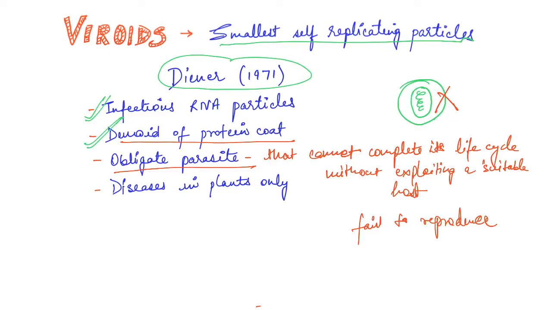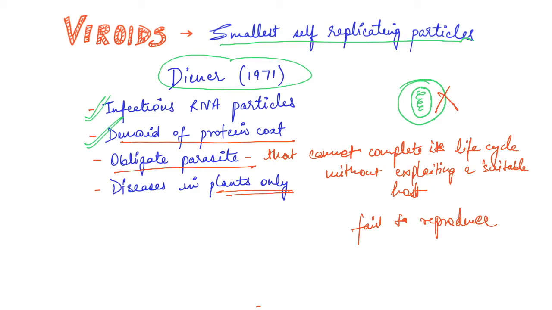Okay, so what are viroids? These are the smallest self-replicating particles. It was basically discovered by Diener in 1971. These are infectious RNA particles. They are devoid of protein coat. They are obligate parasites, and viroids cause disease in plants only. So there is no human infection known till now.